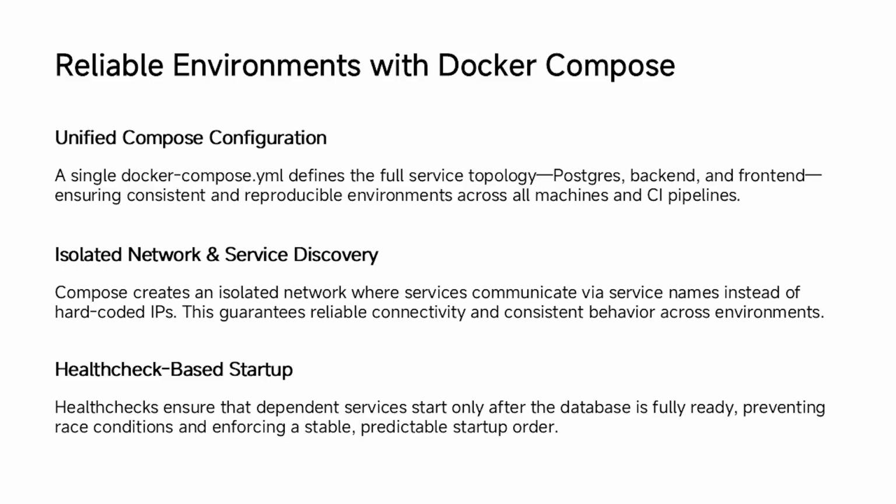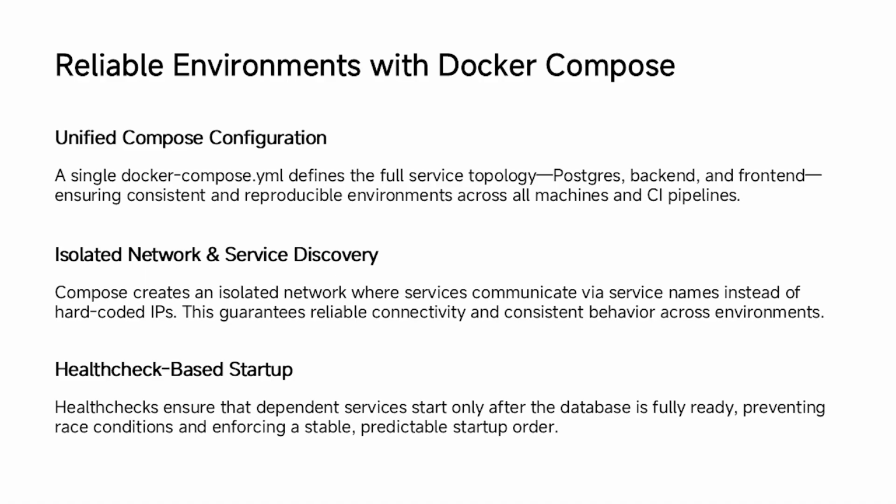This project uses Docker Compose to keep our runtime environment consistent across all the machines and CI. Instead of everyone configuring the services manually, Compose lets us define the entire stack, like Postgres, the backend, and the frontend, in one place. So it always starts the same way everywhere. Compose also creates an isolated network so services can communicate simply by the service name. That removes the need for hardcoded IPs and eliminates a lot of environment-specific issues.